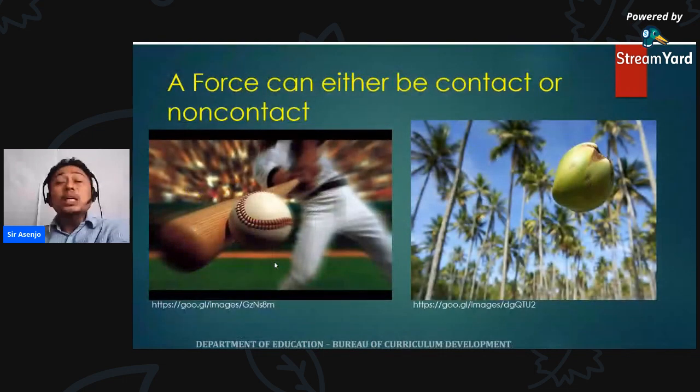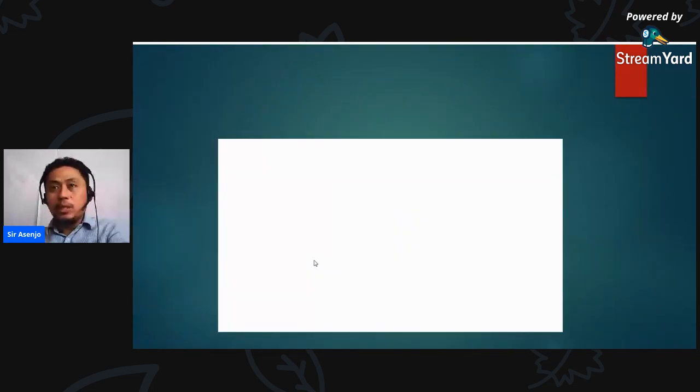Okay, got it. Now remember, force can be either contact or non-contact. What do you see in the picture? We have a man hitting the ball. This is baseball, right? Are you fond of playing baseball? I don't know how to play this one. On the other side, you have a coconut fruit falling. In this case, where do you think are the contact and non-contact forces? For us to understand which one is contact and which one is non-contact force, let's watch this video. Are you ready? Okay, there we go.